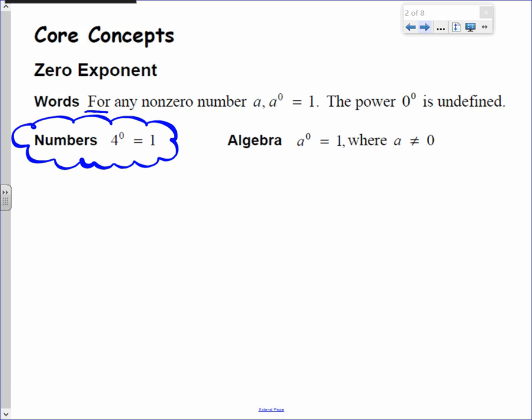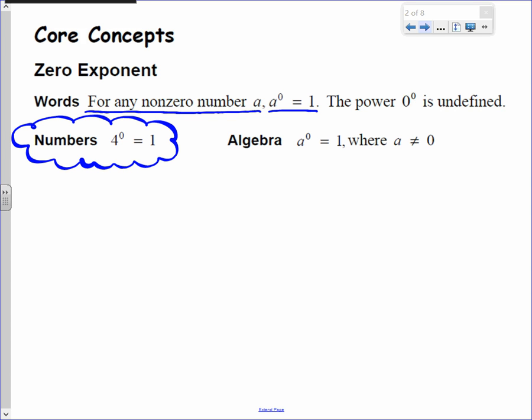Underline the rule here. For any non-zero number, a to the 0 power is 1. A non-zero number. So for any non-zero number, if it's raised to the 0 power, it's going to be 1. Okay? So what would be an example of a non-zero number, Estrada? What is a non-zero number? Can you think of a non-zero number? Thank you. How many are there in the universe that are not zero? Right. So there's an infinite amount of non-zero numbers.